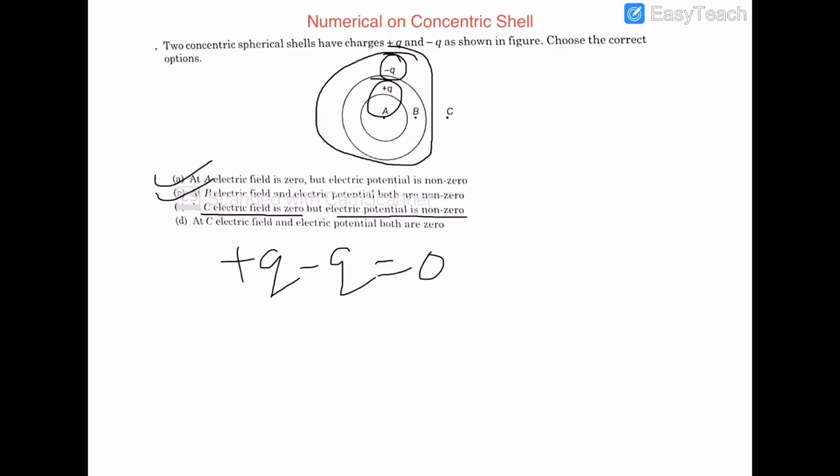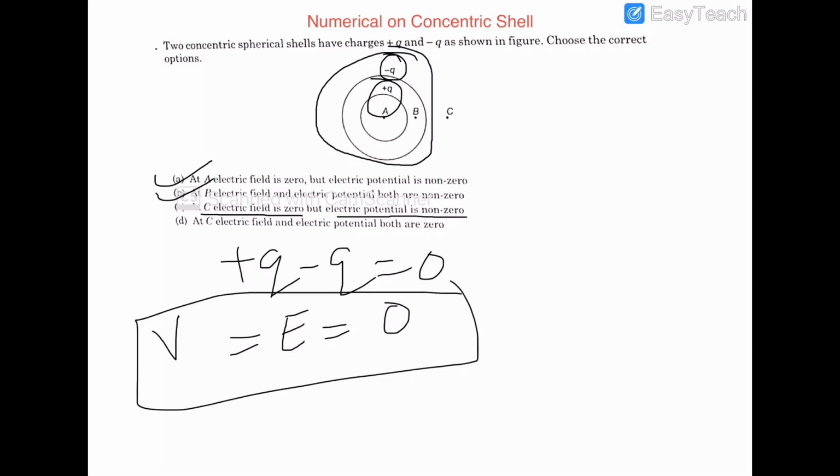So for point C, this entire system carries charge 0. That means the electric field will become 0. Similarly, the potential will also become 0. But in option C, it is given that at C, electric field is 0 but potential is non-zero. So the first part is okay, but electric potential is non-zero is wrong. So we will say that option C is incorrect.